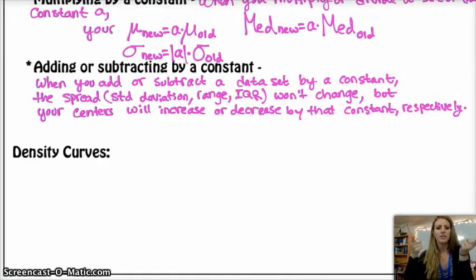So when you're adding and subtracting by a constant, the spread, standard deviation, range, IQR, any of the measures of the spread are not going to change, but the centers will increase or decrease by that constant, respectively. So if you're adding 3, the mean will increase by 3. If you're subtracting 3, then your mean will decrease by 3, median as well.